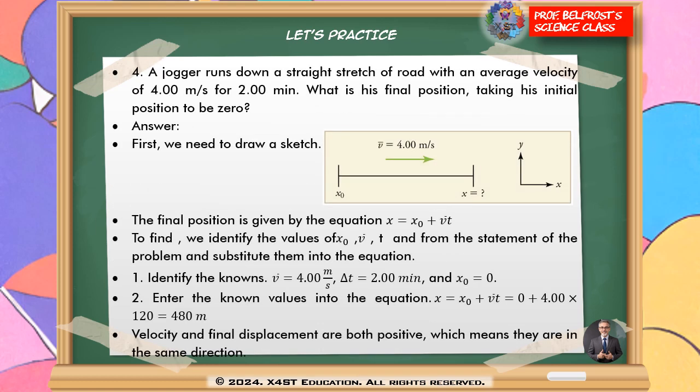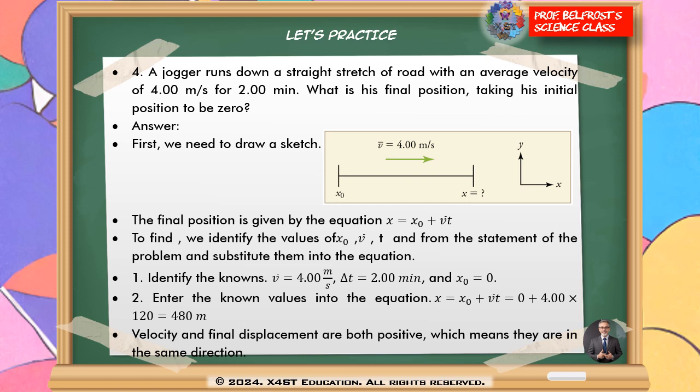Okay, number 4. A jogger ran down a straight stretch of road at an average velocity of 4 meters per second for 2 minutes. What is his final position, taking his initial position to be 0? Now, first is always to do a sketch. That's important for beginners. Sometimes I will not do a sketch in my advanced discussions, but I'll always remind beginners to do a sketch because that's important.